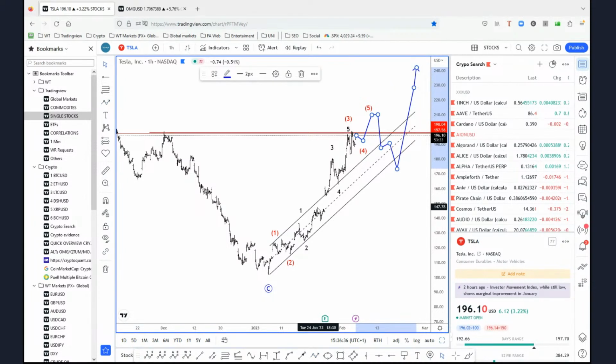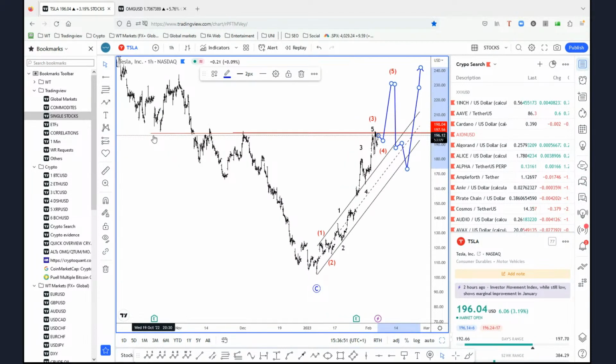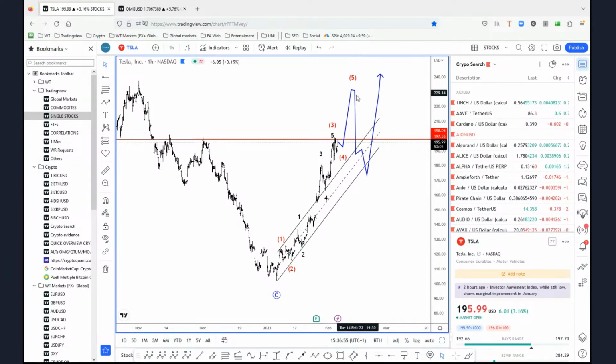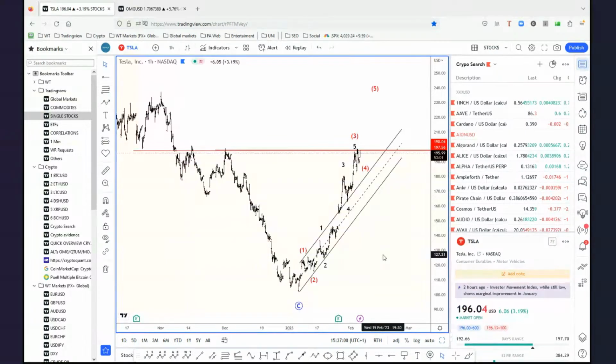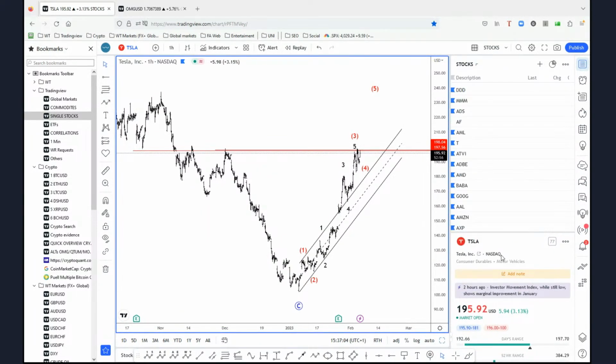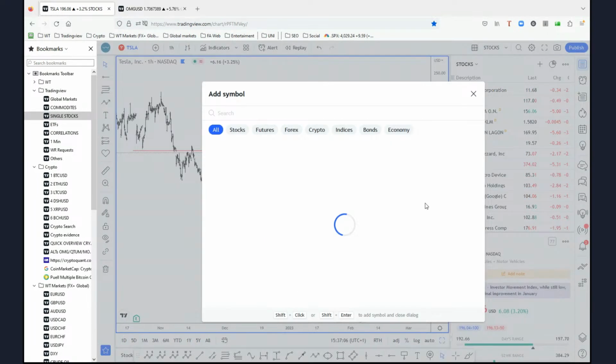Support could clearly be somewhere in this channel, or at the former wave 4 of two lesser degrees. It depends really on how strong this wave 5 will be. If we see an extension to the upside, then obviously these previously broken, very important pivot levels could be a new support. But so far we are not breaking out yet. Also, let me just switch. So I said AMD.